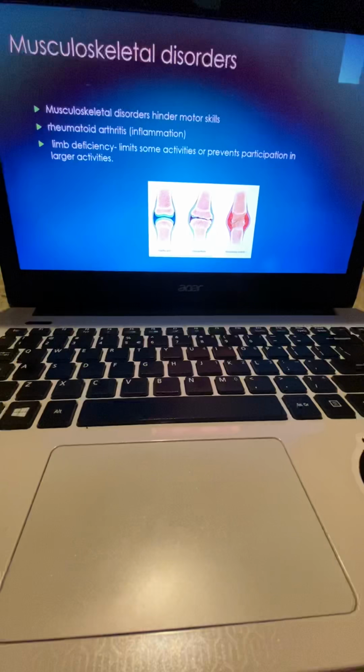Now, another musculoskeletal disorder would be limb deficiencies, where they can be lacking an arm, a leg, or, as previously mentioned, a finger, and this can prevent them from participating in small activities or with fine motor skills, or participating in larger activities such as sports or simple tasks such as ambulating.